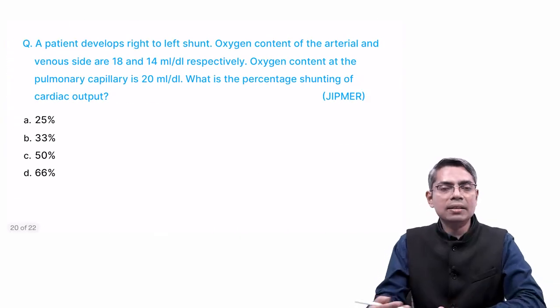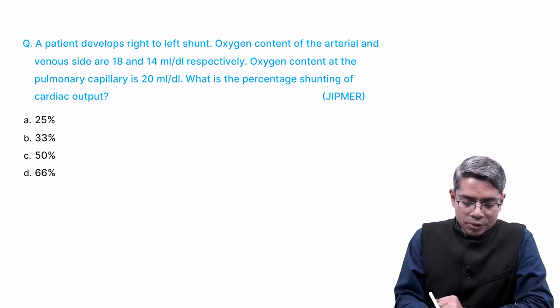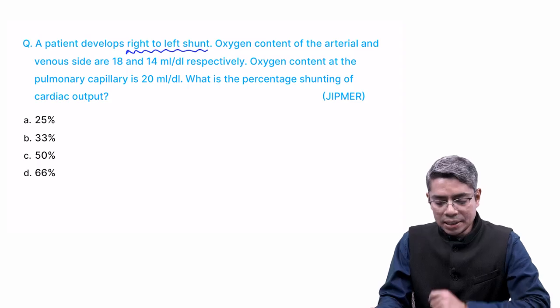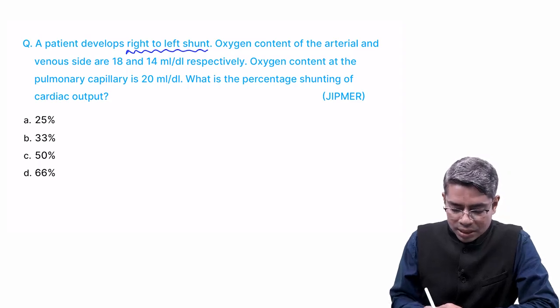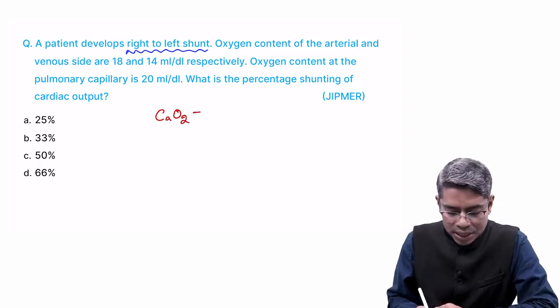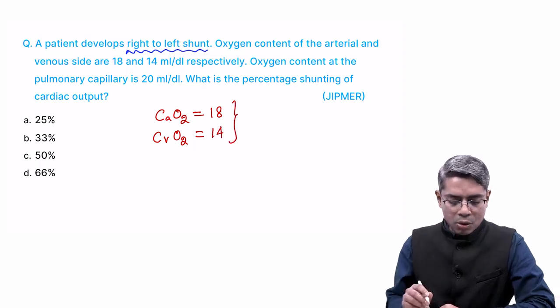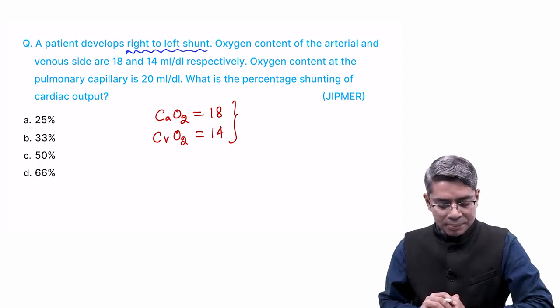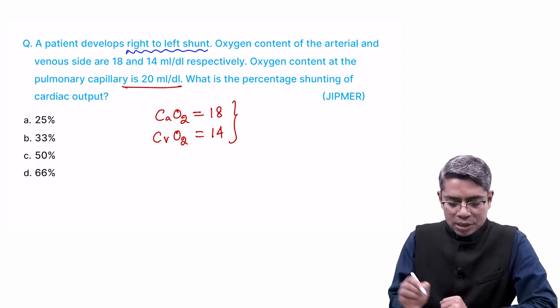Now we are going to attempt another MCQ. This has been asked in one of the JIPMER questions. Okay, so look at here. A patient developed right to left shunt. So this question is about the shunting, pathological shunting. Oxygen content of the arterial blood and venous blood is given. So oxygen content of the arterial blood, I am writing CaO2, that is the content of oxygen in the arterial blood. We have already seen. So here it is given 18. Okay, and oxygen content of the venous blood CvO2 is given as 14. This has been given in the question. Oxygen content of the pulmonary capillary is 20 ml per dl.